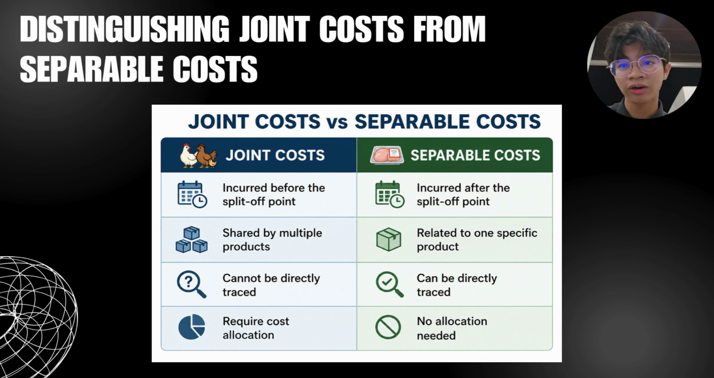If a company incorrectly classifies joint costs and separable costs, the calculated product cost may be inaccurate. This can lead to poor pricing decisions, incorrect profitability analysis, and ineffective management strategies.